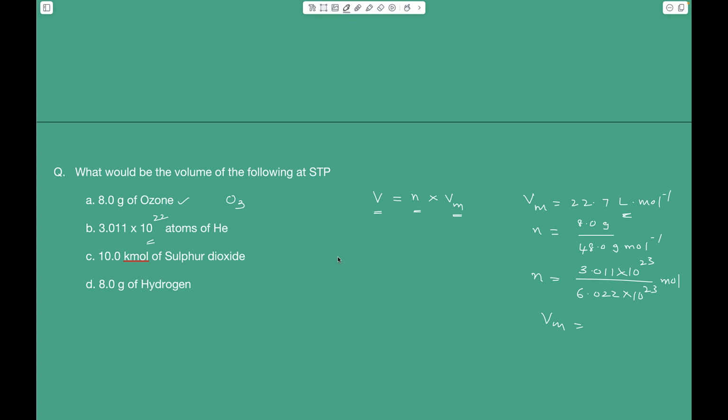Then what about so many kilomoles of sulfur dioxide? Simple. Here the number of moles are directly given, so multiply it with molar volume.